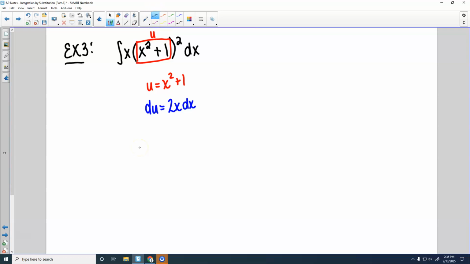All right, so now, here's the issue. Let's put this x over here with the dx. So I've got x squared plus 1, squared, and then that would be multiplied by our x dx. So this part right here is my u.